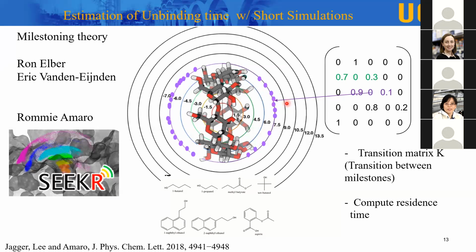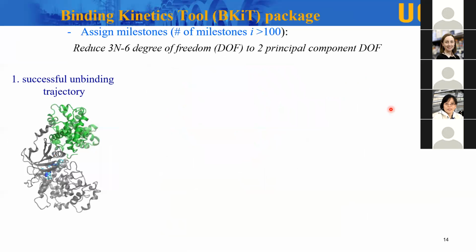Once it moves to the black milestone, we also stop it. So this is the transition to the nearby milestone only. So then we count, okay, 90% inward, 10% outward. So we construct this matrix.